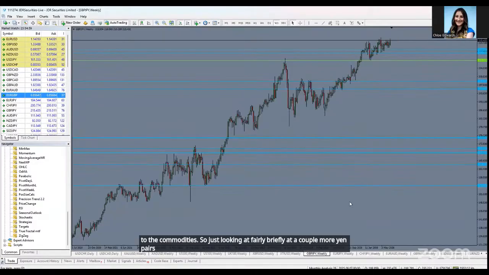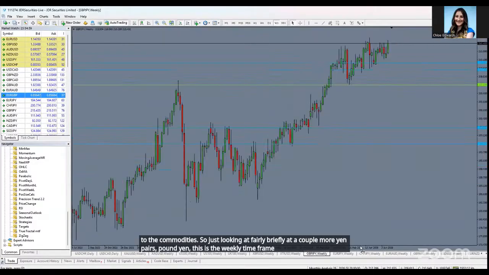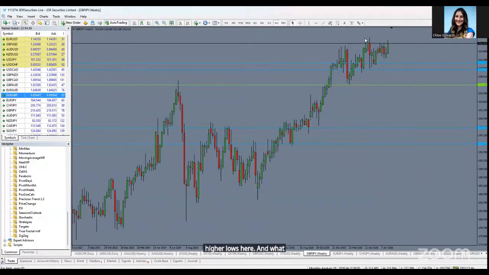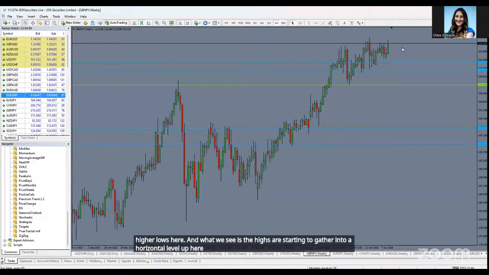Pound yen, this is the weekly time frame of pound yen. I am still bullish because we do still have higher lows here. And what we see is the highs are starting to gather into a horizontal level up here. We still have higher lows.